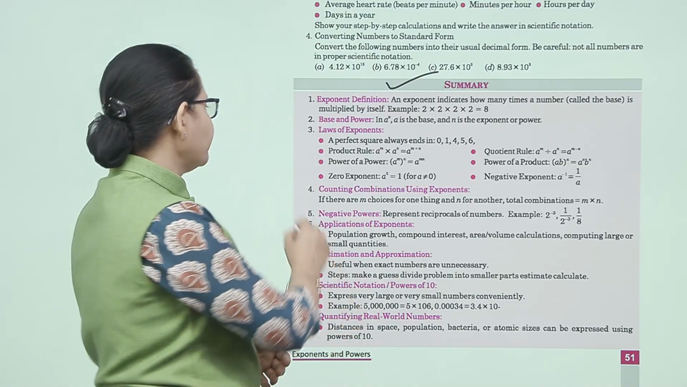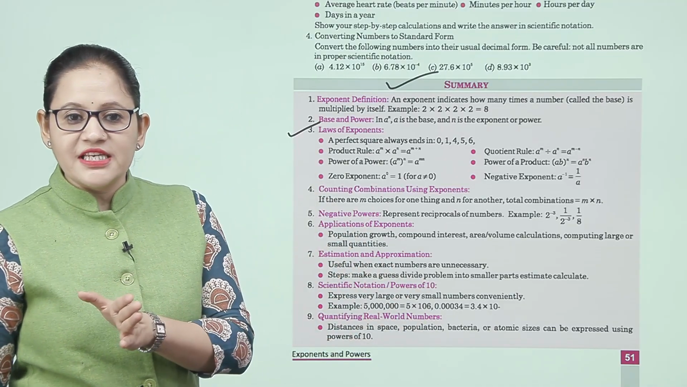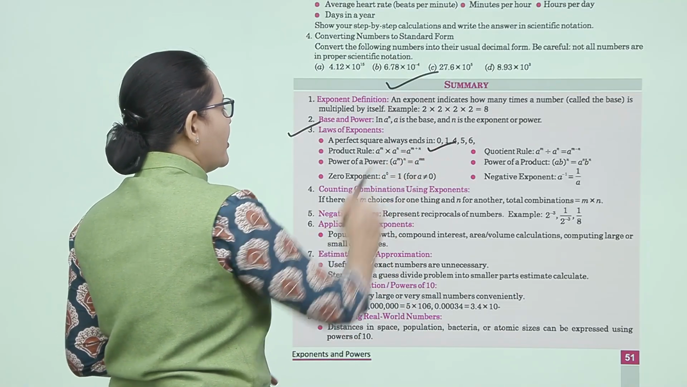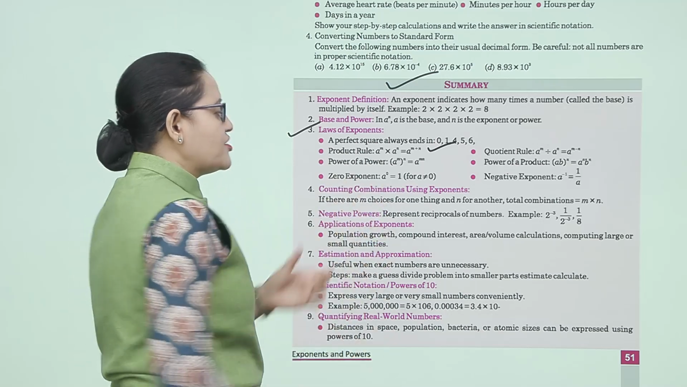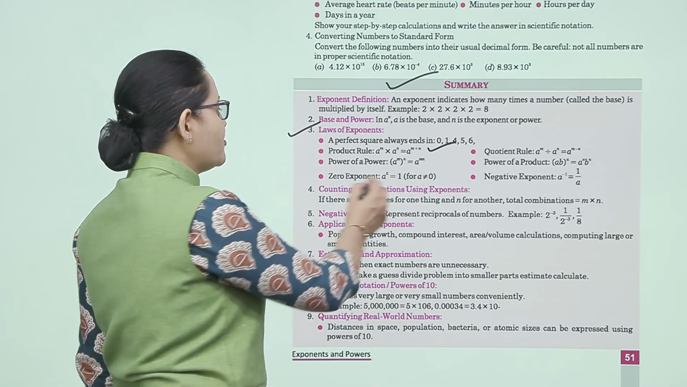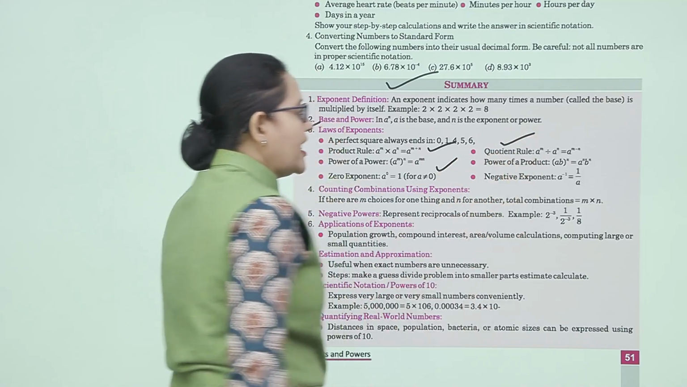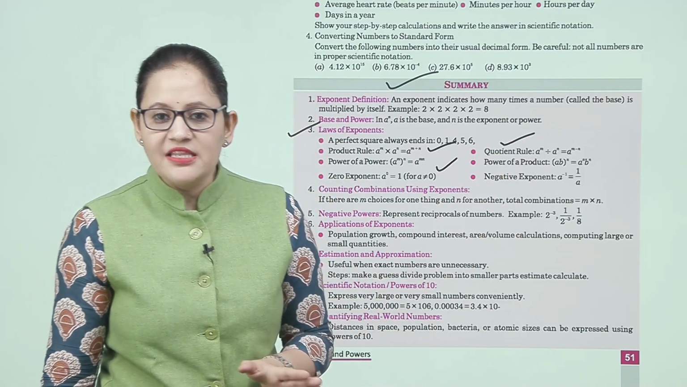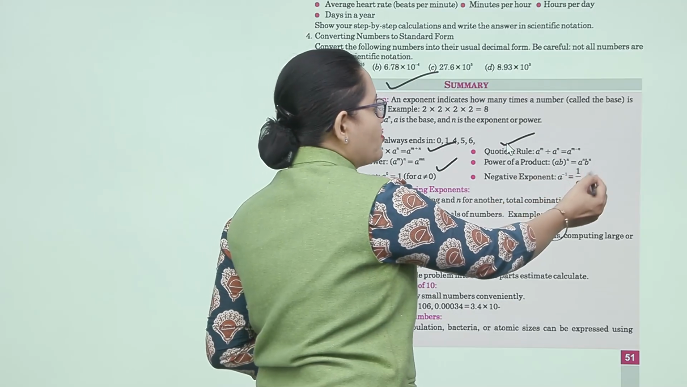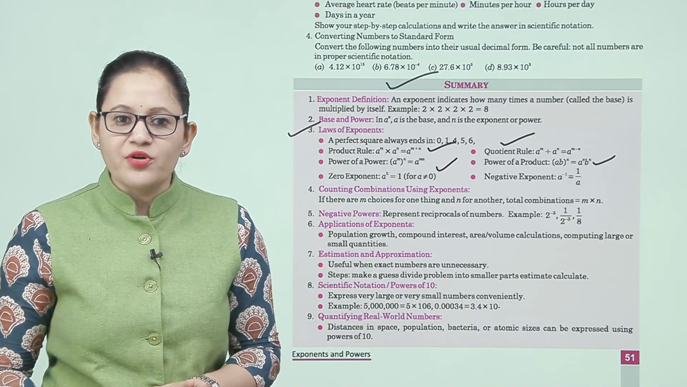Laws of exponent. A perfect square always ends with 0, 1, 4, 5 and 6. Product rule: a to the power m into a to the power n equals a to the power m plus n. Power of power: a to the power m whole to the power n is a to the power mn. Zero exponent: a to the power 0 means 1, for a not equal to 0. Quotient rule: a to the power m divided by a to the power n equals a to the power m minus n. Power of product: ab whole to the power n equals a to the power n, b to the power n. Negative exponent: a to the power minus 1 equals 1 upon a.